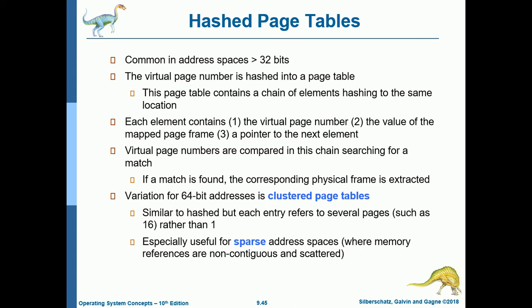Virtual page numbers are compared in this chain searching for a match. If a match is found, the corresponding physical frame is extracted. A variation for 64-bit addresses is clustered page tables. Similar to the hashed, but each entry refers to several pages, such as 16, rather than 1. Especially useful for sparse address spaces, sparse meaning distributed address spaces, where memory references are non-contiguous and scattered.